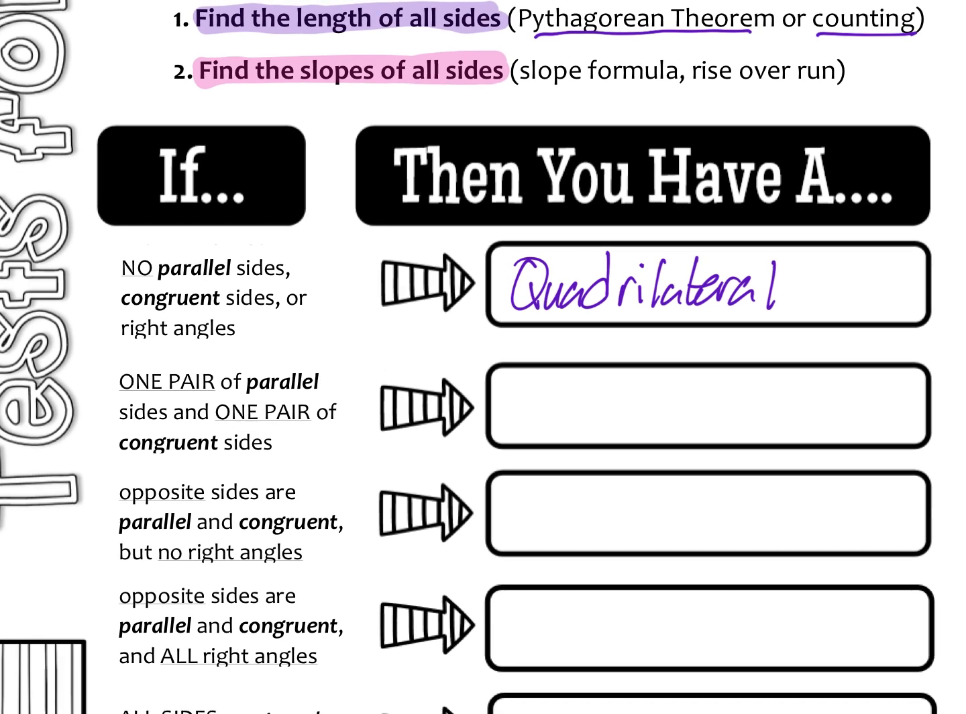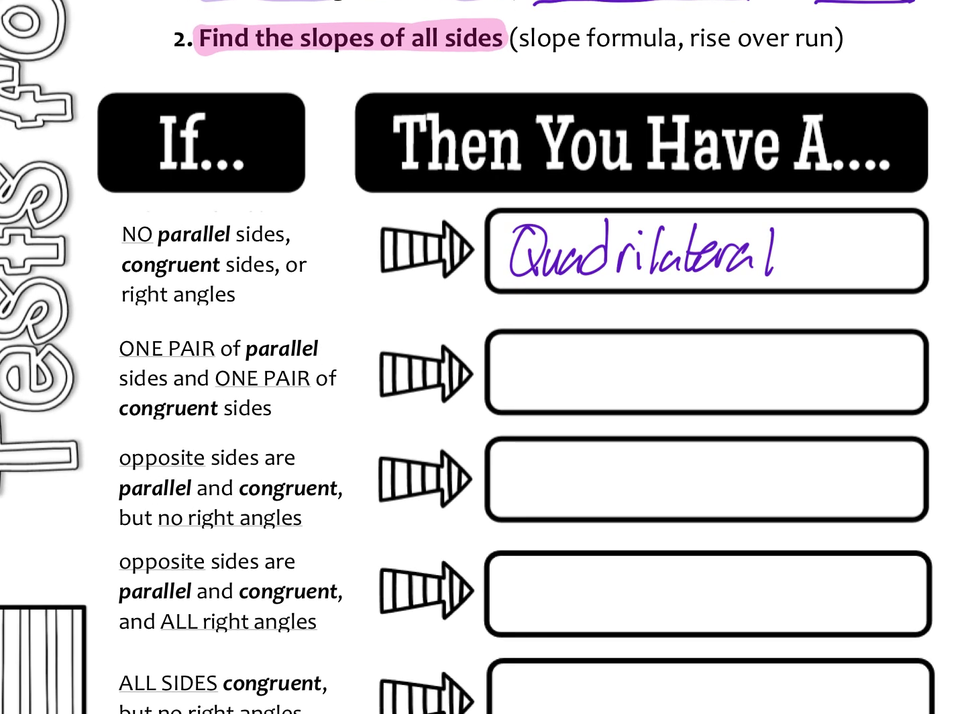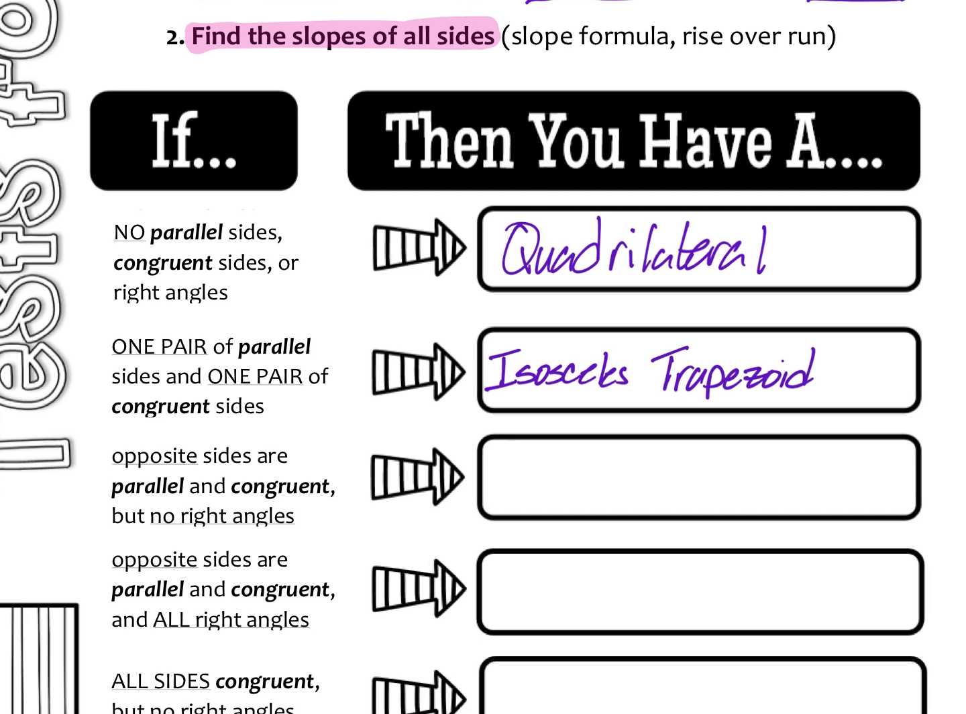Okay, so the next one says if I have one pair of parallel lines, so same slope, right? And one pair of congruent sides. So one pair is parallel and one pair is congruent. I have what's called an isosceles. I'm definitely spelling this one wrong. Isosceles, and I think that's right. Isosceles trapezoid. Trapezoid. Who knows what that looks like? What's an isosceles trapezoid look like? Yes! Good. It looks like this.